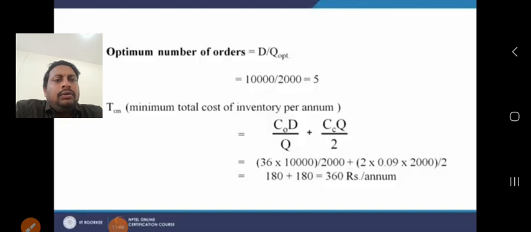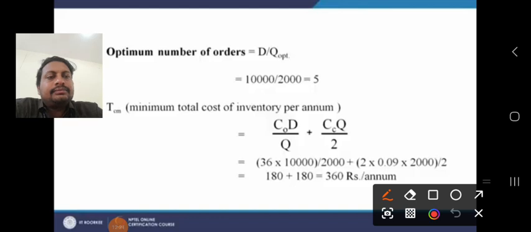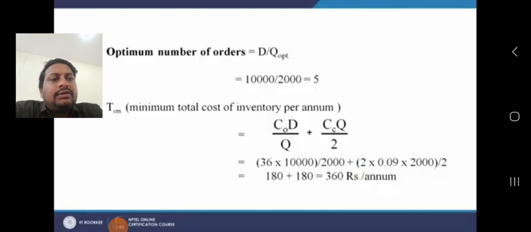So ordering cost is 36, annual demand 10,000 divided by EOQ 2000, that gives 180. Then carrying cost equals 2 into 0.09, into the quantity 2000 by 2, the average, that equals 180. 180 plus 180 is 360. So this is the minimum total cost of inventory per annum: 360 per annum.